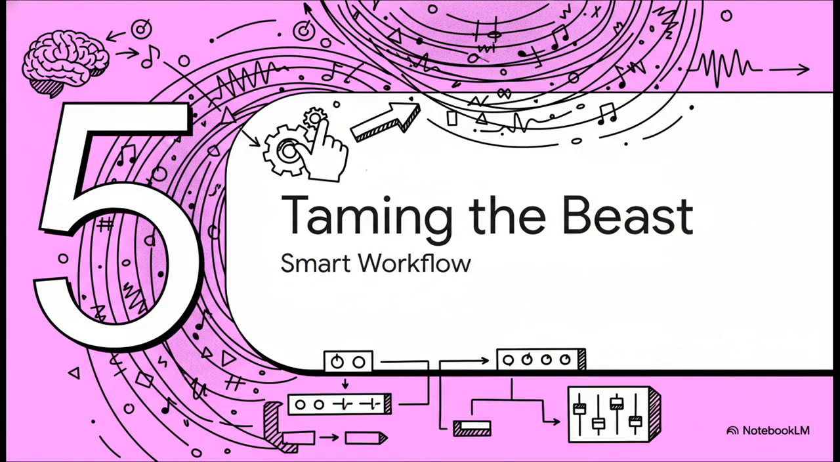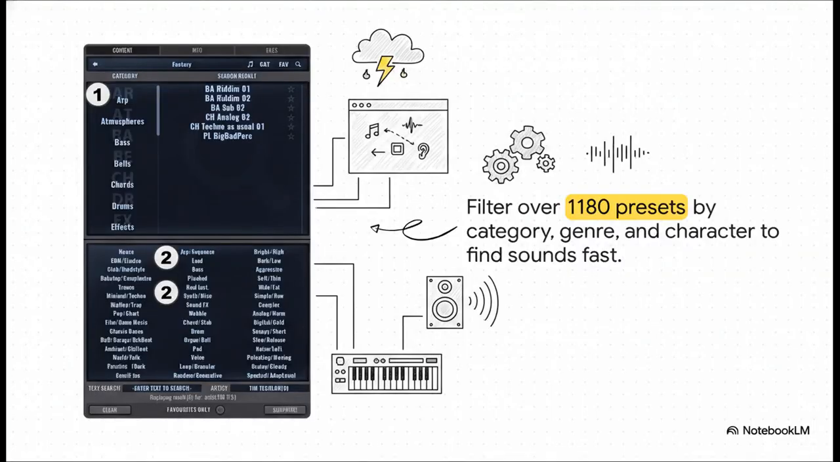So, with all this insane power under the hood, there's one big question left, right? How in the world do you manage it all without getting completely lost? Well, the key is this incredibly smart and fast browser system. Think about it, with over 1,180 factory presets, trying to find the right sound could be a total nightmare. But here, you don't have to scroll endlessly. You just use these tags to filter by category, genre, and even the character of the sound. You can literally find the exact sound you need in just a few seconds.